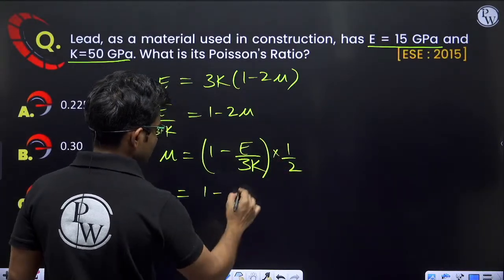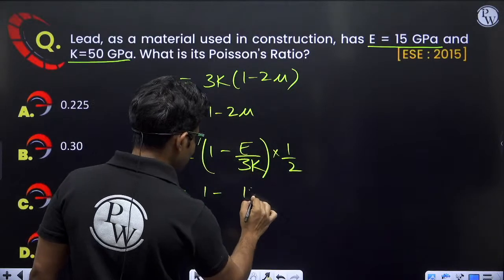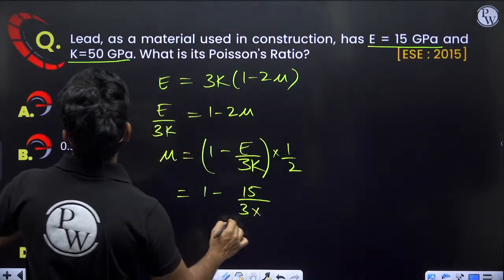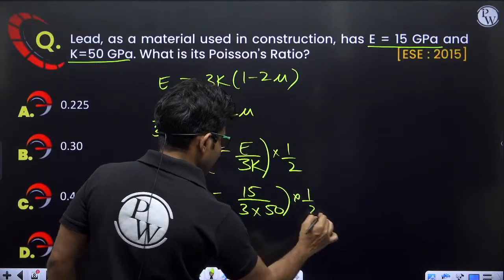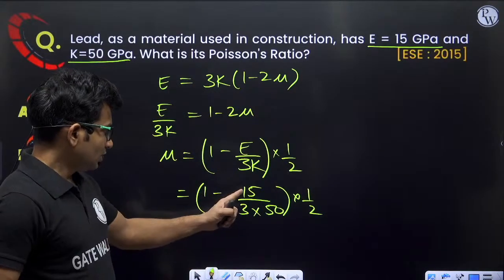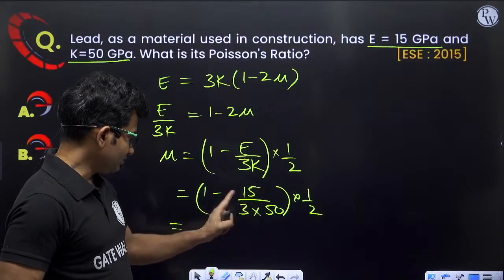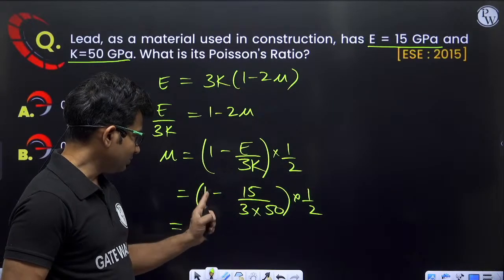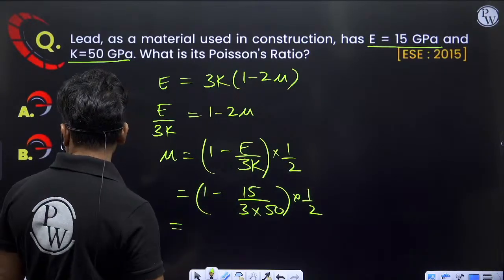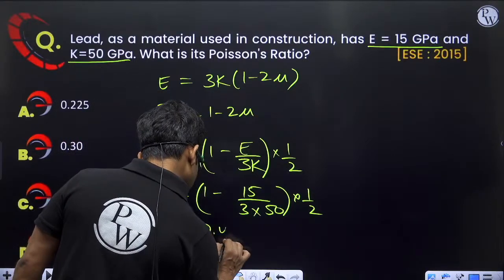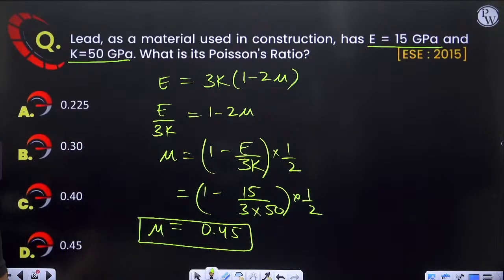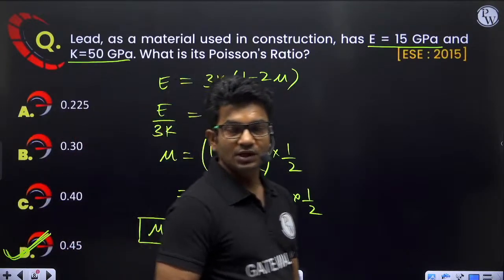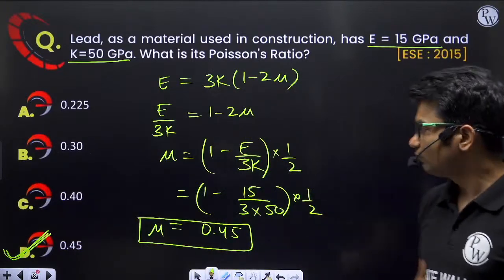So 1 minus E by 3K. What is the value of E? 15 gigapascal divided by 3 into K, bulk modulus is 50, into half. So this will be the mu. So 15 by 150 is 1 by 10, 1 minus 1 by 10 is 0.9, 0.9 by 2 is 0.45. So we are getting mu as 0.45. Correct answer is option D. Clear? Very easy question. Let's move on to the next question.